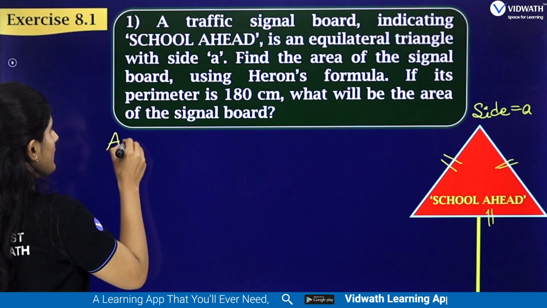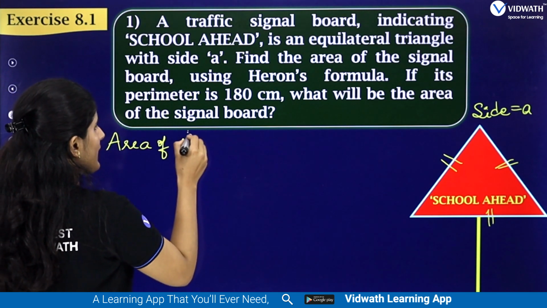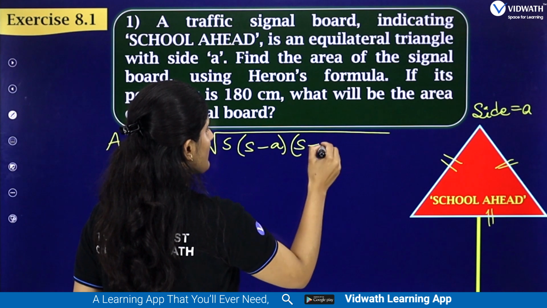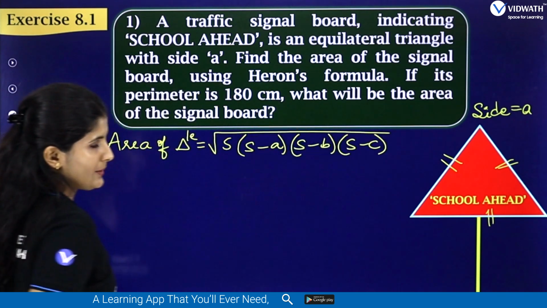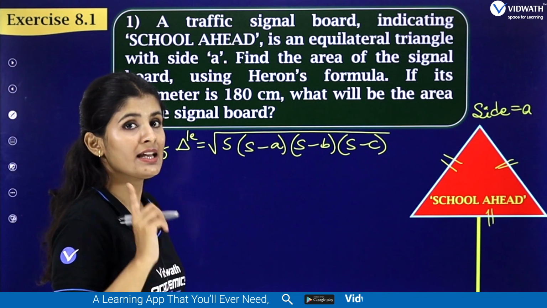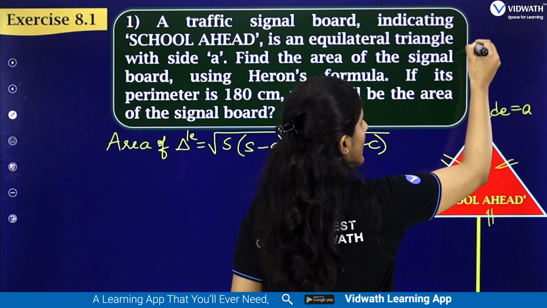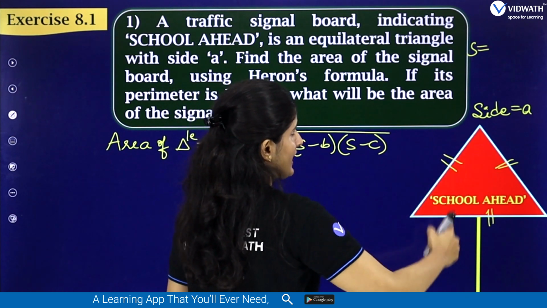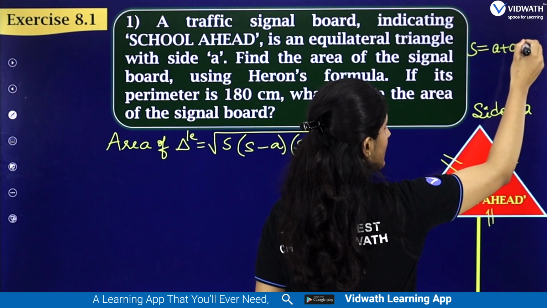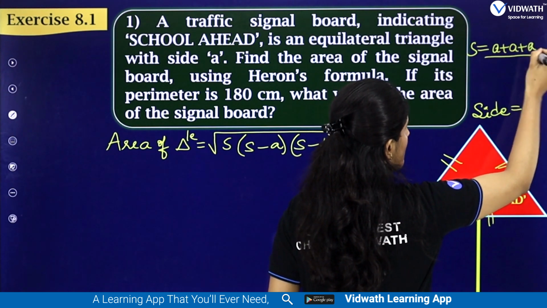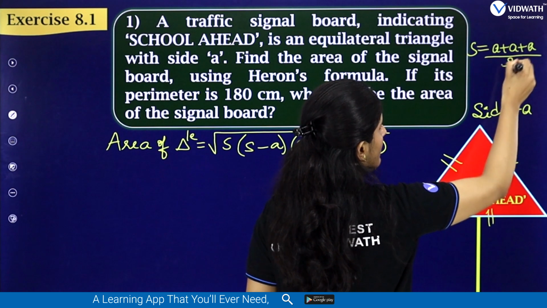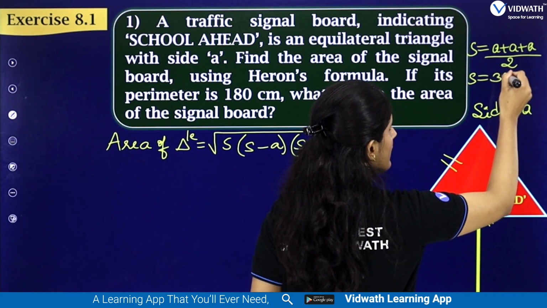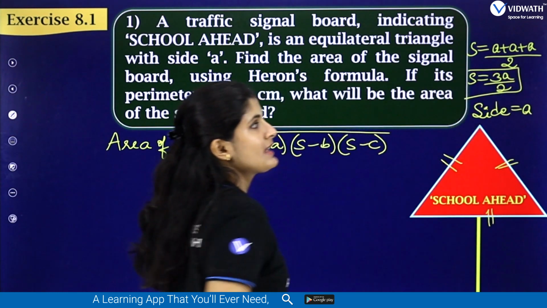We know Heron's formula is given by area of triangle is equal to square root of S into (S minus A) into (S minus B) into (S minus C). Now we need to find S. S is the semi-perimeter. In this case, S will be given to us by sum of the sides divided by 2. Since each side is A, the sum of the sides, that is the perimeter, is A plus A plus A. So semi-perimeter will be (A plus A plus A) divided by 2. Therefore, S is equal to 3A divided by 2. Now this is our semi-perimeter.